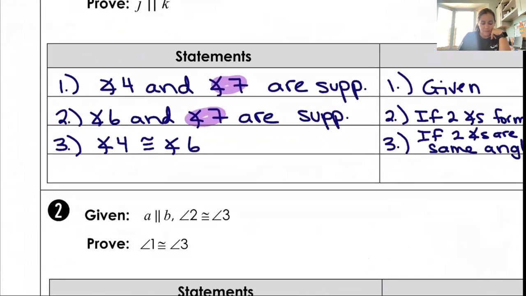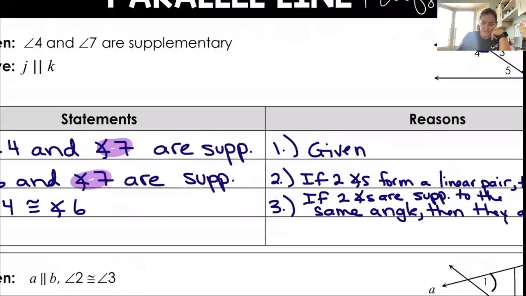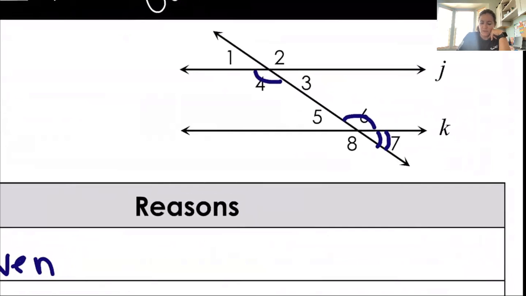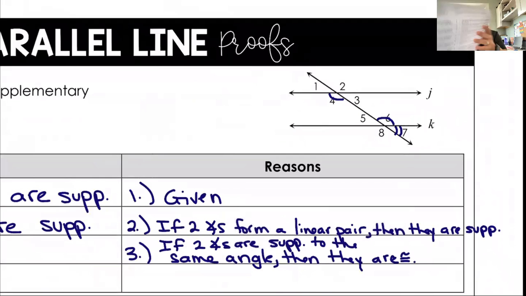All right, and then step 4, if we can say that 4 and 6 are congruent, then we can say that lines J and K are parallel, because if 4 and 6 are congruent, that means they're alternate interior. And then these lines, if they're congruent, have to be parallel. So I'm looking again at this page right here. These are alternate interior angles. So I'm looking at the second one here.